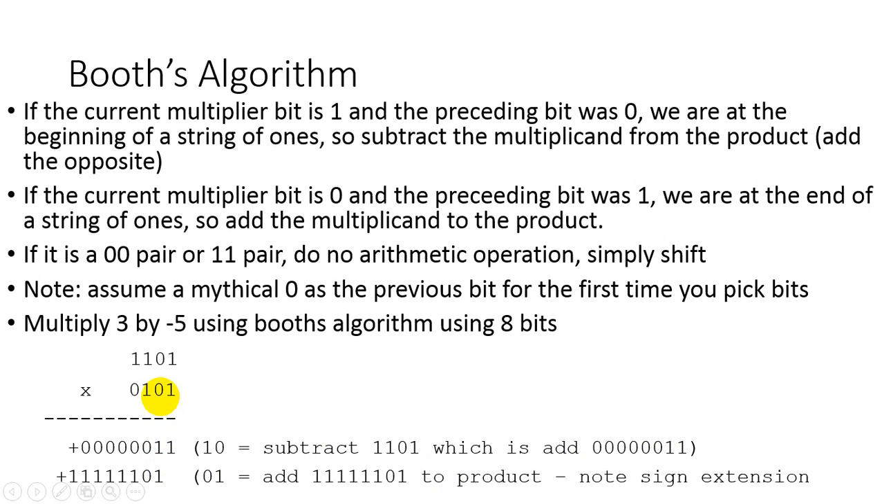The next time in, we take the 0, and we see that before that we had a 1, so we add 1, 1, 1, all of these 1, 0, 1, because these are the leading ones, to make this into 2's complement to the product. That's called sign extension.